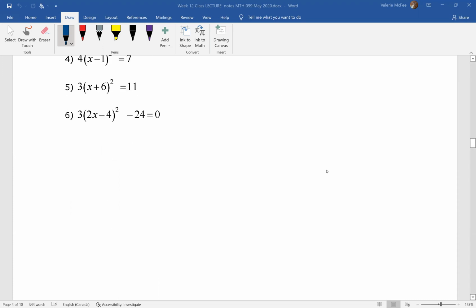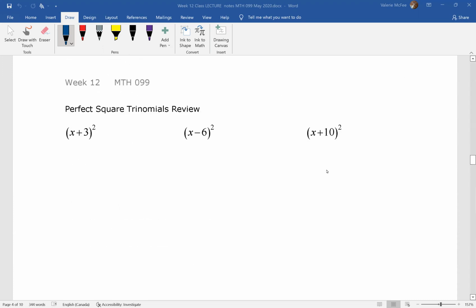Before we look at our third method for solving quadratic equations, I want to do a quick review. Can you pause your video and square these binomials?